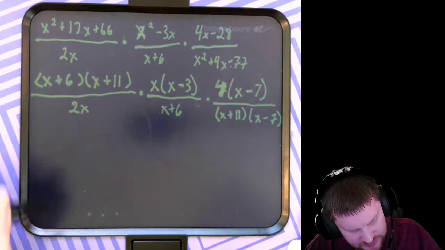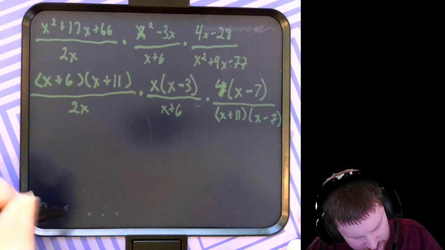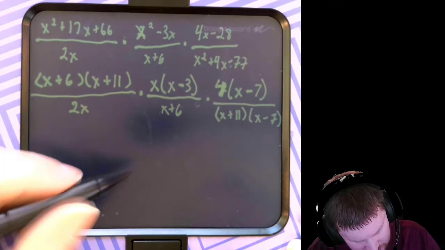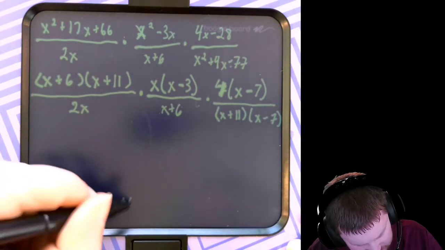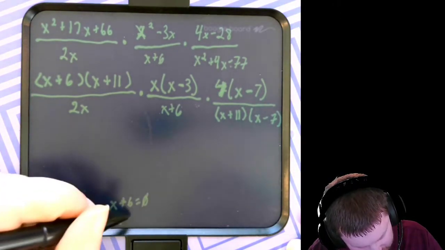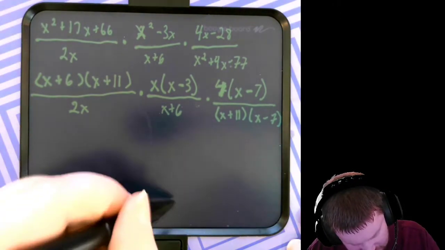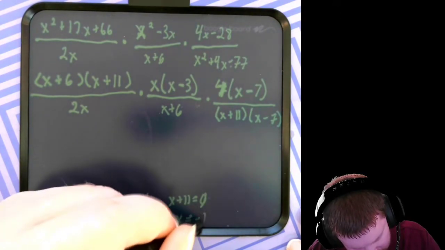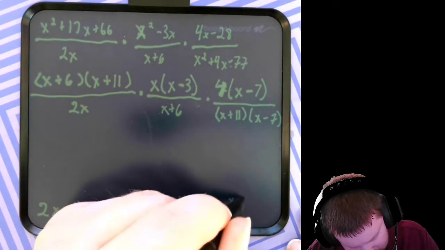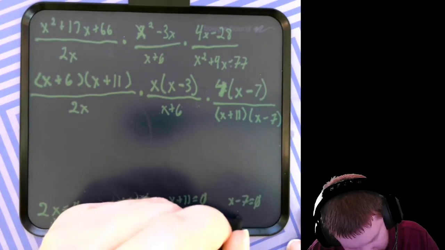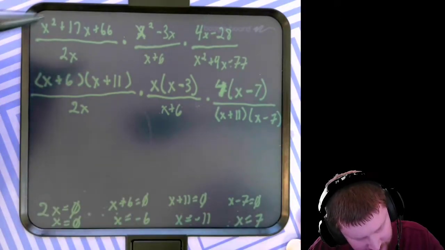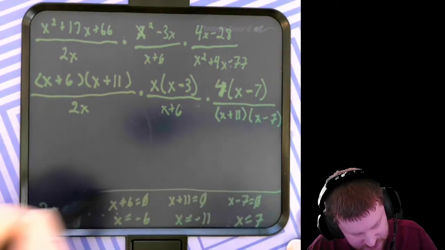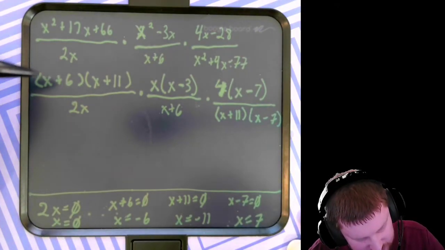Alright, so that gives me 2x equals 0 is one of mine, which means x equals 0. Then x plus 6 equals 0, which gives me x equals negative 6. X plus 11 equals 0, which means x equals negative 11. And x minus 7 equals 0, which means x equals 7. So these are my, in no particular order, these are my excluded values.